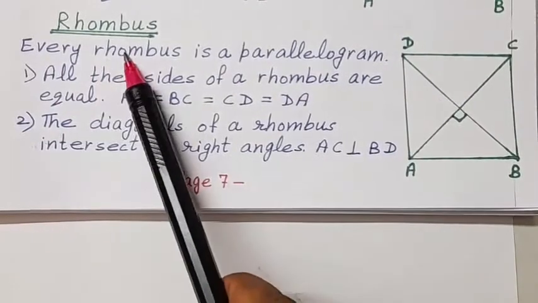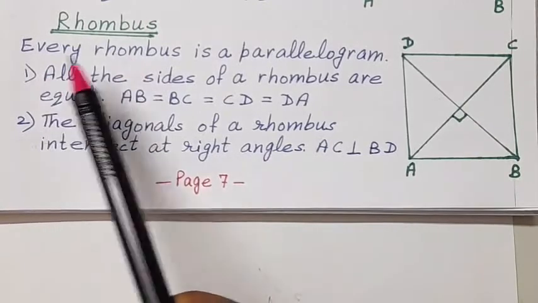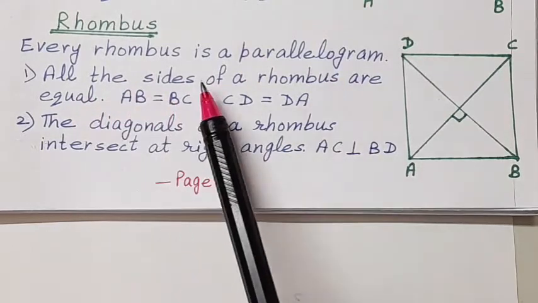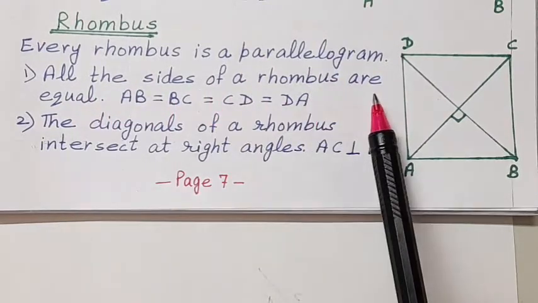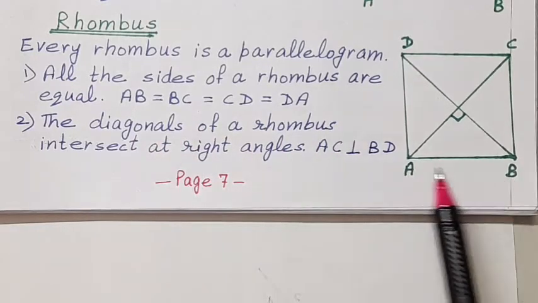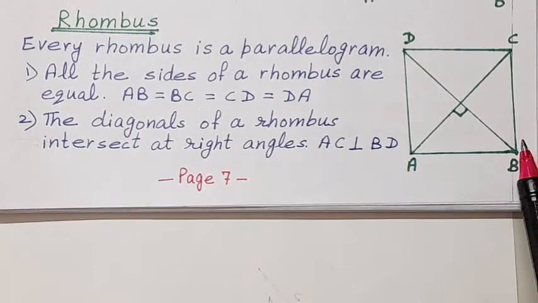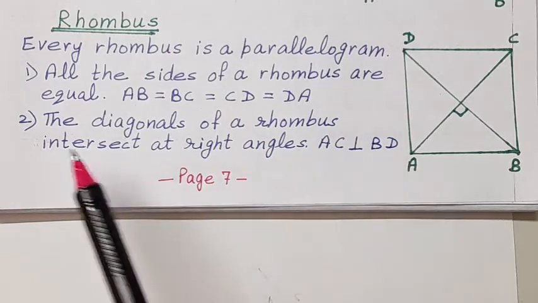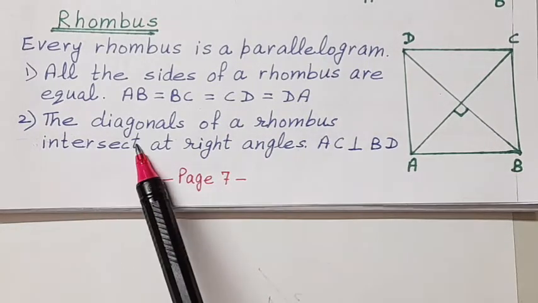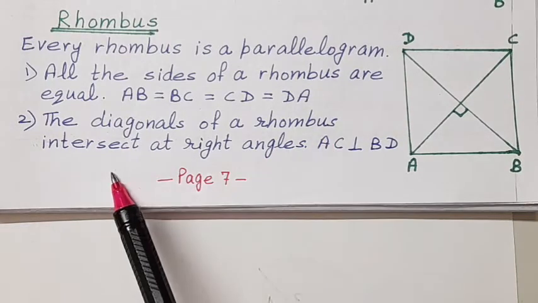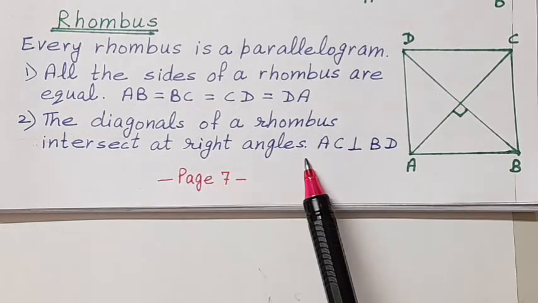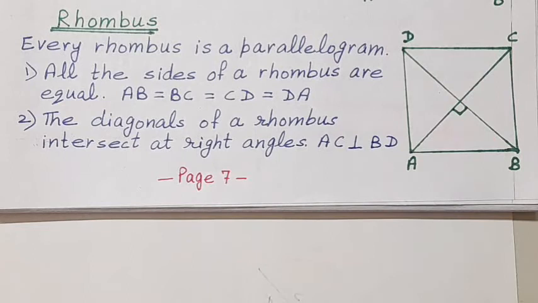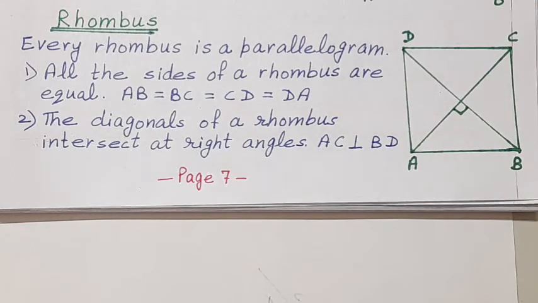Now let us discuss about rhombus. Every rhombus is a parallelogram. All the sides of a rhombus are equal. That is, AB is equal to BC is equal to CD and that is equal to AD. Clear? And the second point is, the diagonals of a rhombus intersect at right angles. So that means all the angles at the center are 90 degree each. I hope it is clear to everyone now.